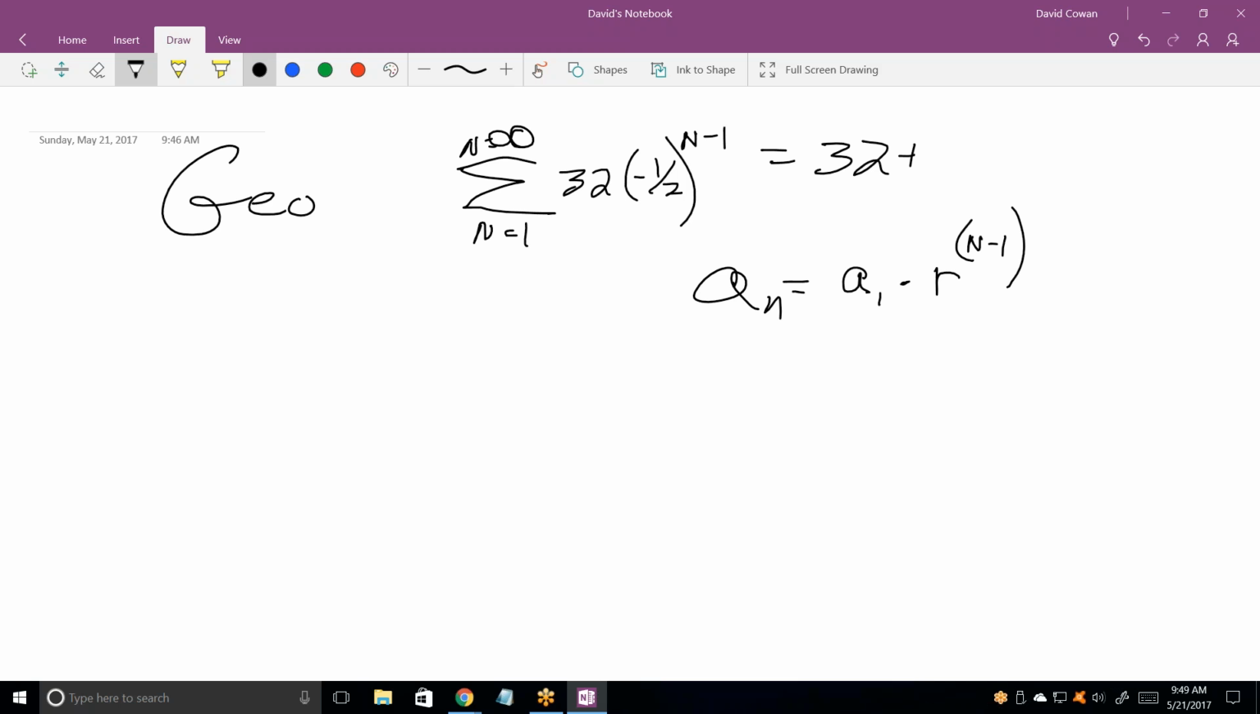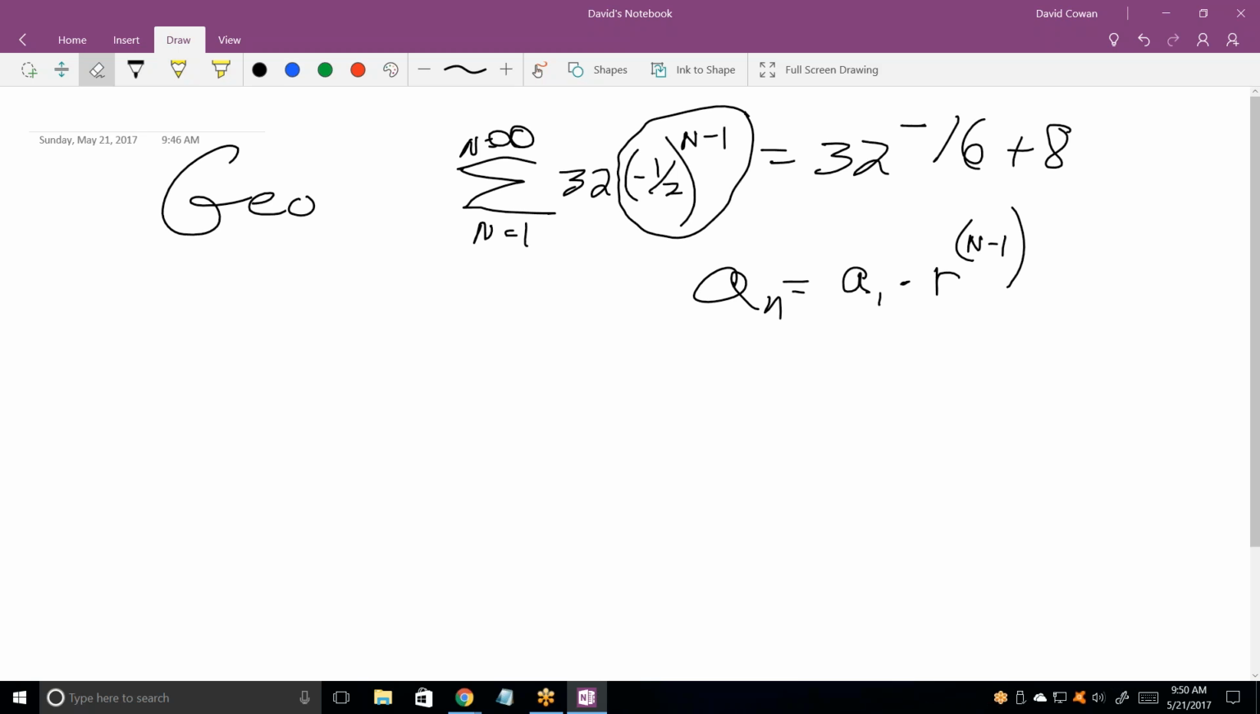And we're always adding these. That's what the sigma sign means. The second term is 32 times minus 1/2 to the 1 power. That's minus 16. And then the third term is when n equals 3, which makes that an even exponent, makes it 1/4, and we have plus 8.